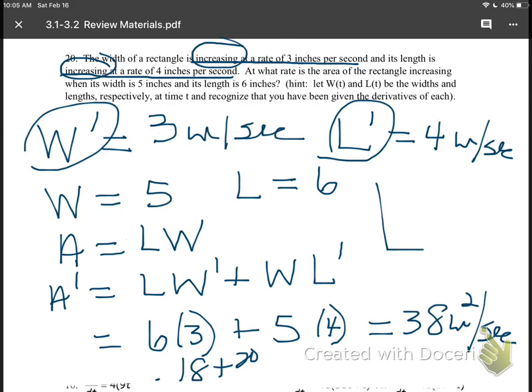So what I've learned is that my rectangle, given the changes that are happening, is growing at a rate of 38 inches squared per second. So it's really getting big. So this is the last problem.